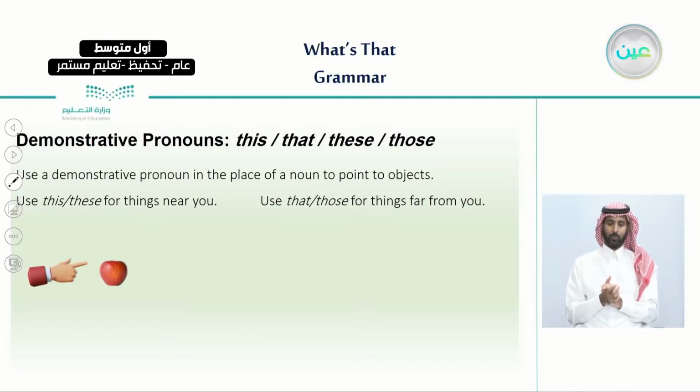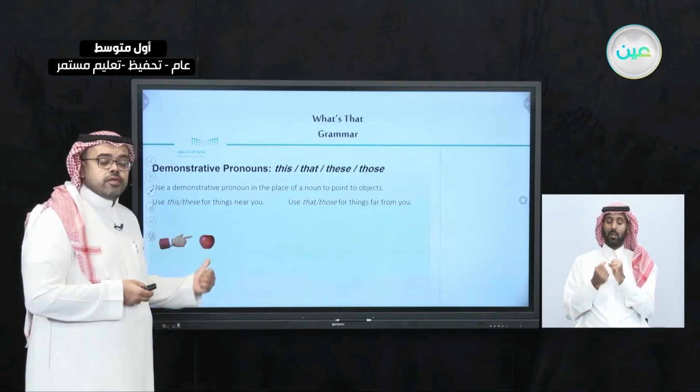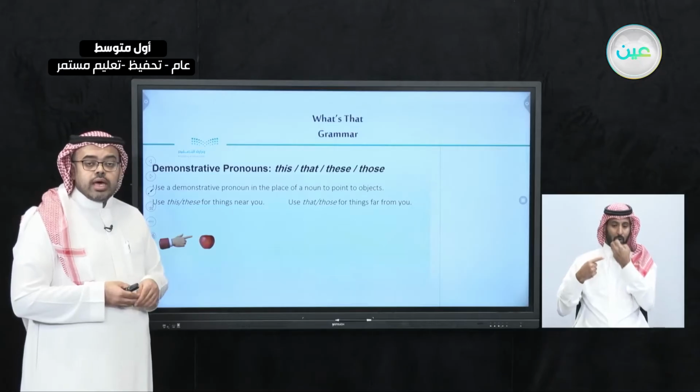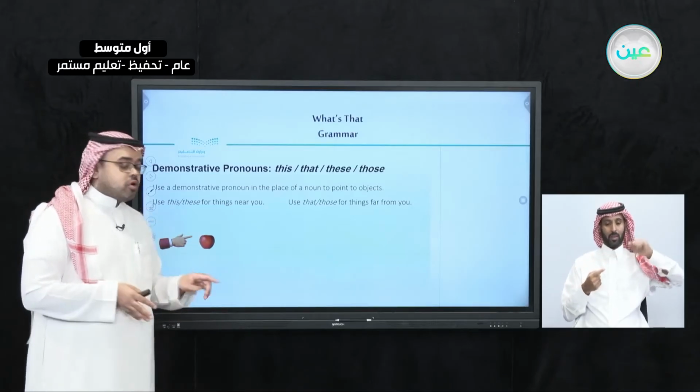So, this photo, for example, the apple is very near. So in this case, we would say this is an apple. Why did we say this? Because it's very near.